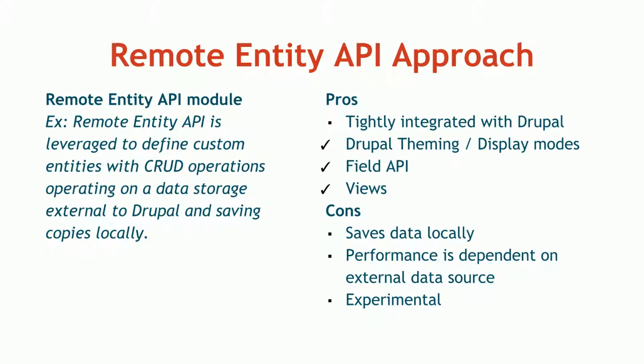The big cons of the Remote Entity API approach are, by default, it saves data locally. Also, the performance is going to be entirely dependent on your external data source, right? This has always been the problem with server-side calls: if you have a really slow REST API, it's going to take exactly that amount of time before you get any sort of response back to the user. Also, it's funny, experimental is the word I use. I actually talked to the maintainer of this module, and he's like, I don't know if I would call it experimental. But I would say it's not a mainstream solution yet.